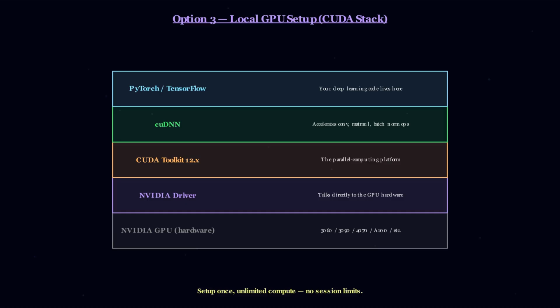Step 1. Install the NVIDIA driver from nvidia.com. Step 2. Install CUDA Toolkit. Version 12.1 or 12.4 works well with current PyTorch builds. Step 3. Install cuDNN, which accelerates the specific operations neural networks use most. Then create a Python virtual environment, activate it, and install PyTorch with the CUDA flag. The exact command is on pytorch.org. Use their install selector to get the right pip command for your CUDA version.